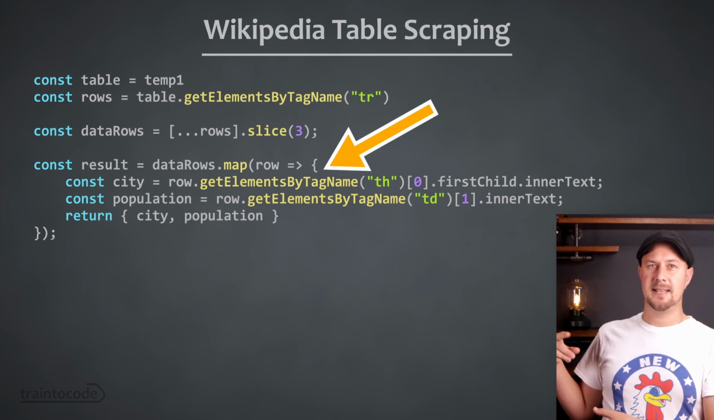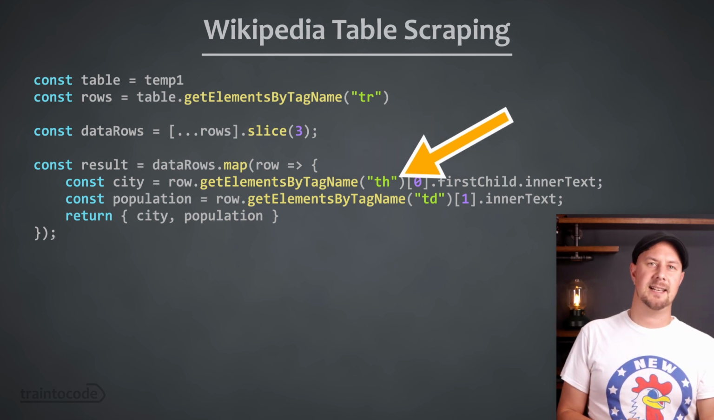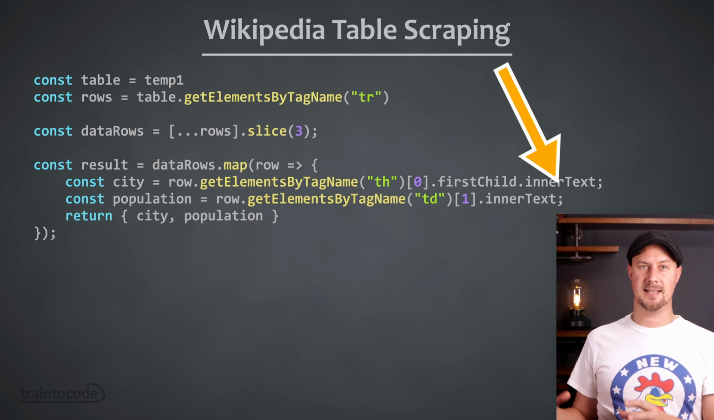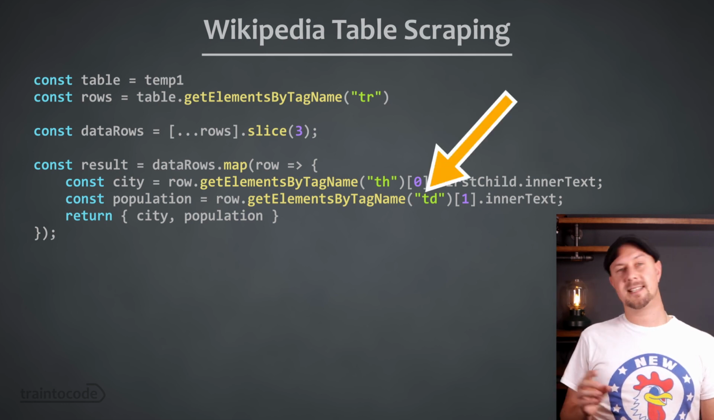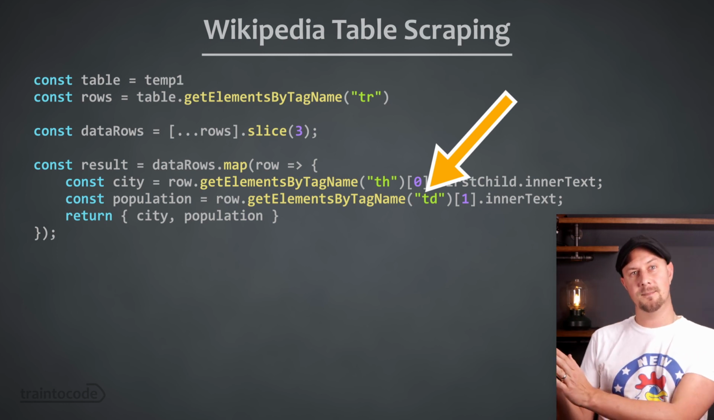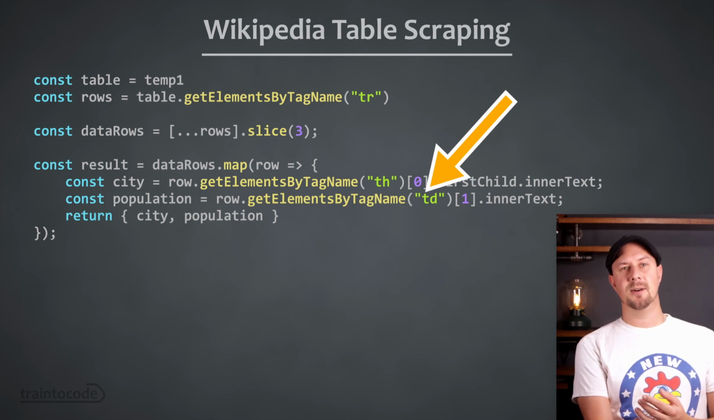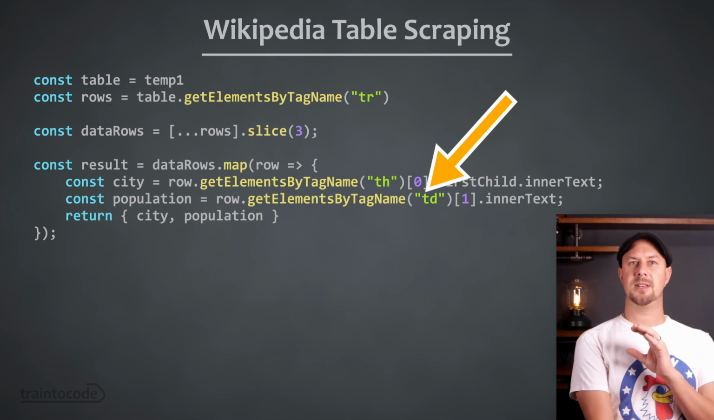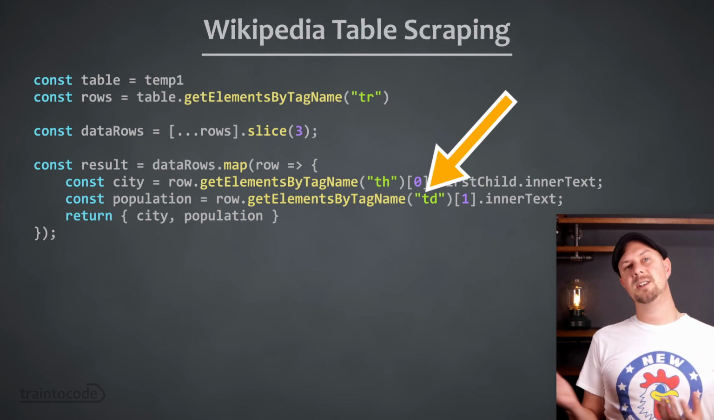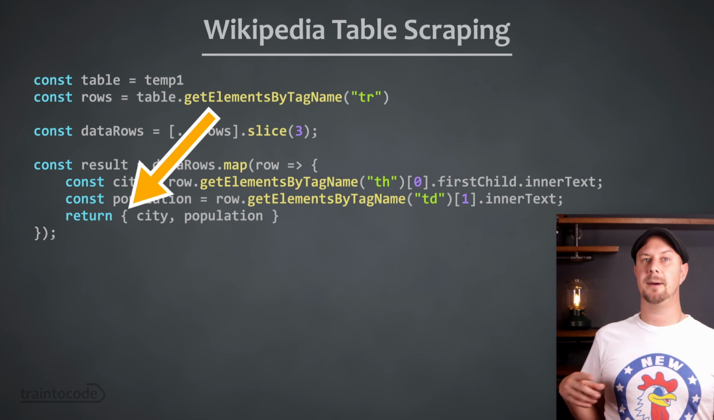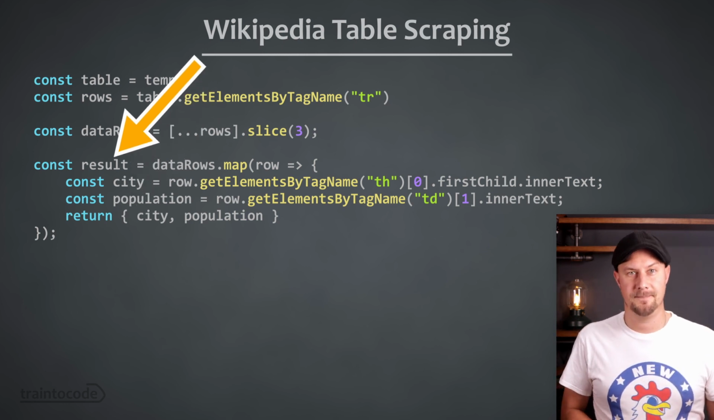For each row, it goes and gets the th element, so that's the header cell, and it finds the inner text inside that, which will be the name of the city. Now we get all of the td cell elements next, and we skip directly to the cell at index 1, so that's the second cell, and we get the text inside that. The text inside the second cell is the population figure, and remember, we can check all of this by using the Elements tab in DevTools. We return a JavaScript object from this map, and that ends up with a results array, which is the data that we wanted to scrape.